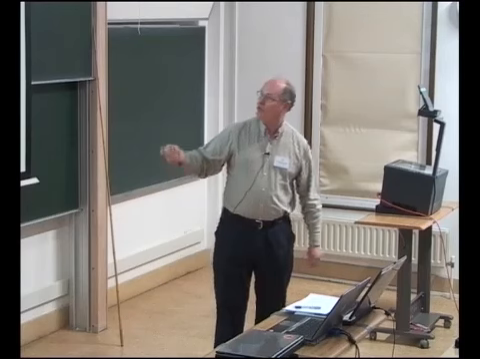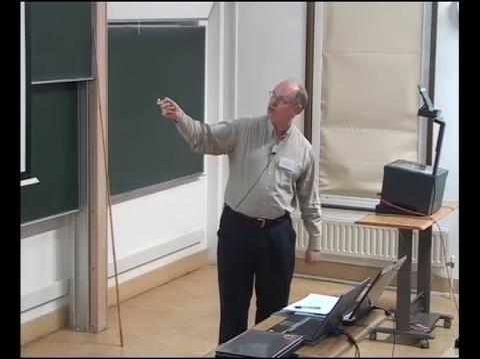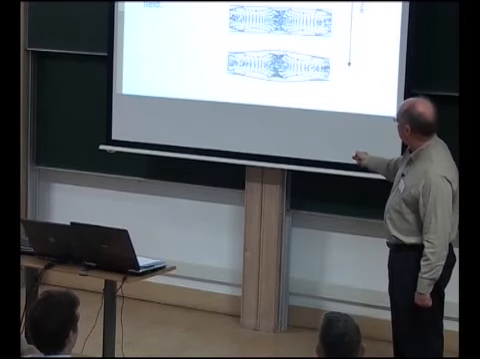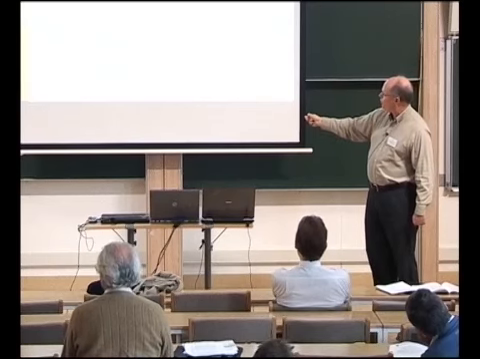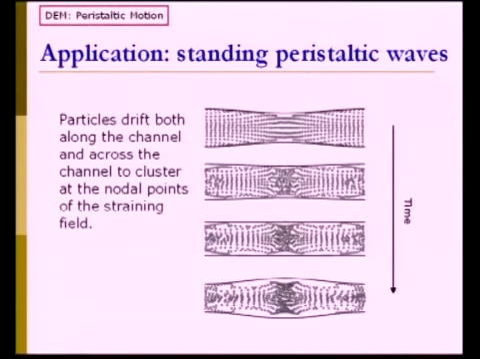So you can see here's the time series, and what happens is you get a drift of particles inward, but also in the x direction, you get a drift of particles toward the nodal points of the straining field. The nodal point is right at the middle, and there's nodal points at the end. The middle one is the most prominent. So there's a drift of particles towards this nodal point, both in the y direction, but most prominently in the x direction.